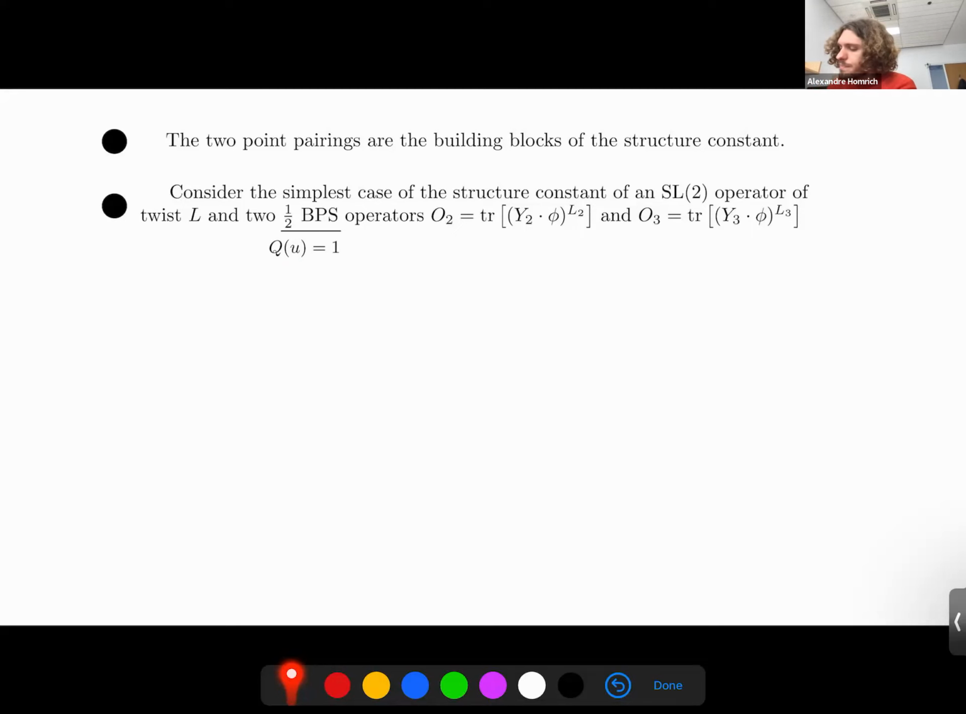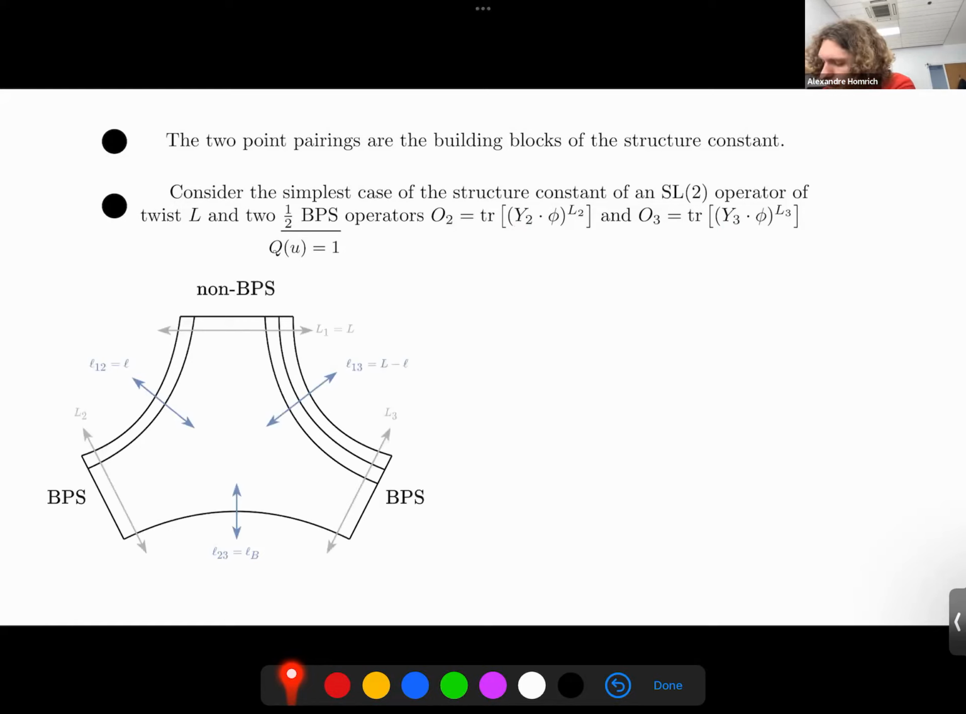Now, what does the structure constant depend on? It doesn't depend on the polarization vectors Y, or better saying, it does depend on them, but the dependence on the Y's is completely fixed by the R symmetry of the theory, by the global symmetry. Essentially, you can choose Y2 and Y3 to point in any particular direction you want in this SO6 space. Once you do that, the structure constant will be given by a universal prefactor that depends on the Y's times a number. This number will then depend, of course, on the Q function that describes the non-trivial SL2 operator, on the sizes of the BPS operators, L2 and L3, as well as on the size of the non-BPS operator in the SL2 sector, which is the twist L.